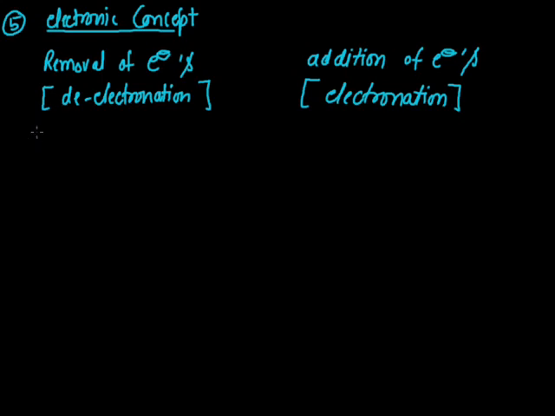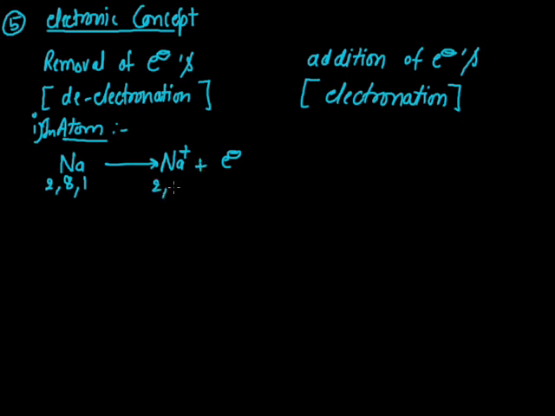Now we can apply this theory firstly on atoms. In the atom sodium, the electronic configuration of sodium is 2,8,1. According to the octet rule, it will try to complete its octet, so it will donate one electron and convert into Na plus, and the configuration will be 2,8, and the octet will be completed. So we can say that a sodium atom converts into a sodium ion by removal of one electron. In this reaction removal of electron takes place, so we can say that the reaction is an oxidation reaction.